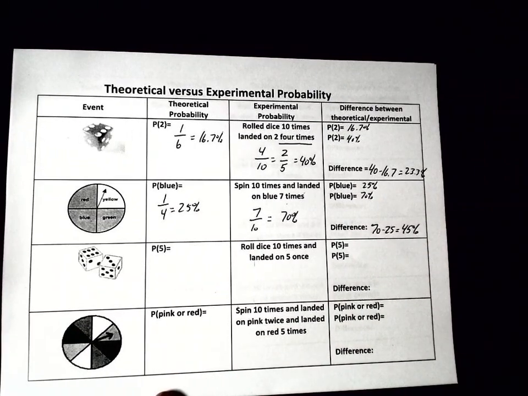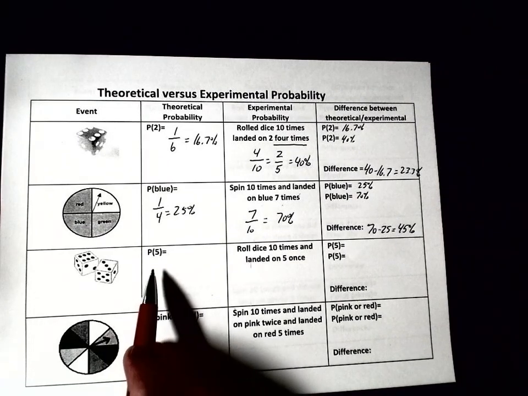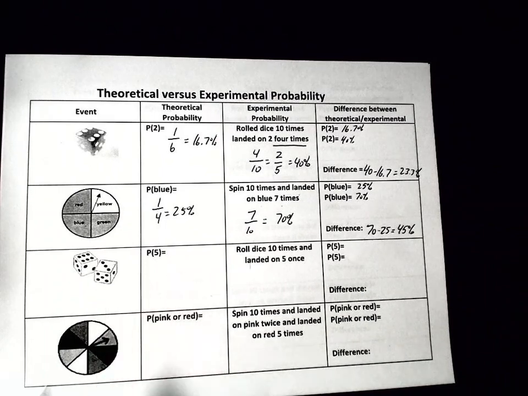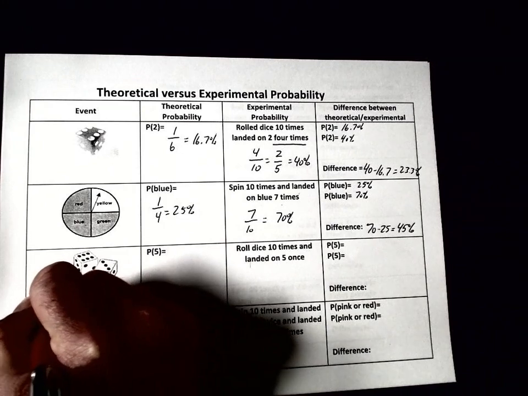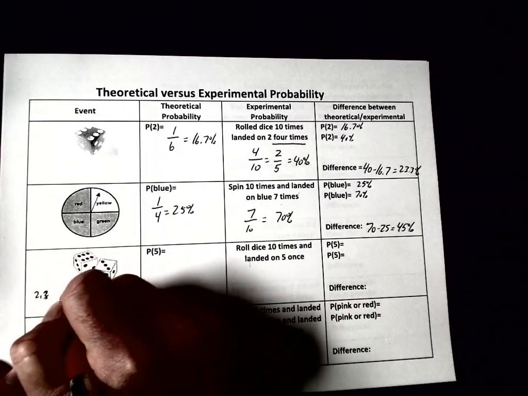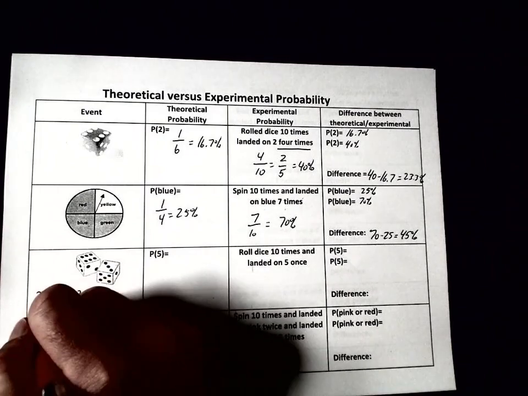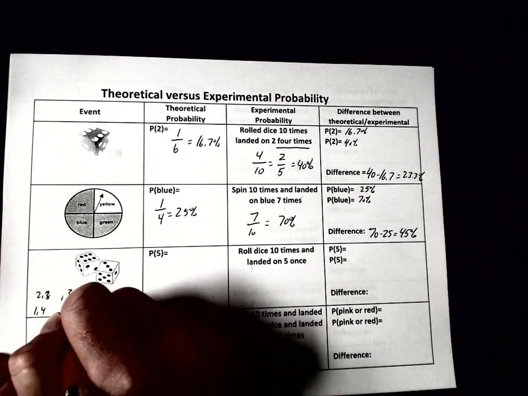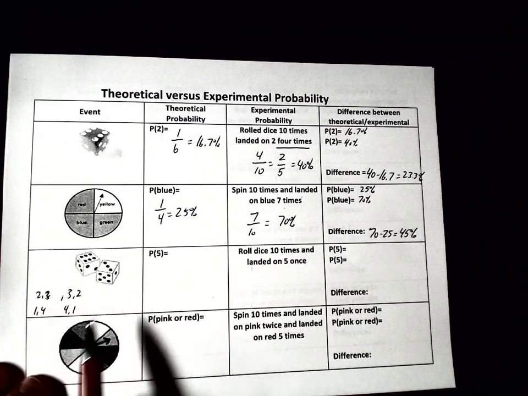All right, third example, you're using 2 dice now. This is a little bit different. Probability you'll land on a 5, theoretically. Now you can do a 2 and a 3. You can do a 3 and a 2. You can do a 1 and a 4, or a 4 and a 1. All those give you a possibility of 5.